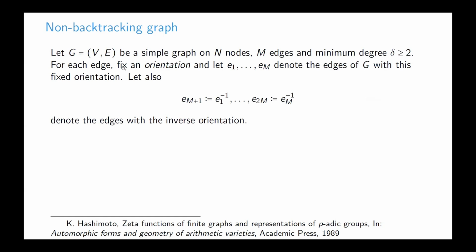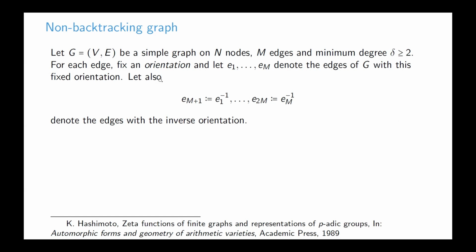So this is how it works. We fix a simple graph on n nodes and m edges as before, and now we assume that it has minimum degree at least 2 because it makes sense in this setting. And then for each edge, we fix an orientation, meaning that we let one of its endpoints being the input and the other one being the output. And we let E1 up to Em denote the edges that have this fixed orientation. And it doesn't matter which endpoint we choose as input and which one we choose as output, as long as then we fix the orientation.